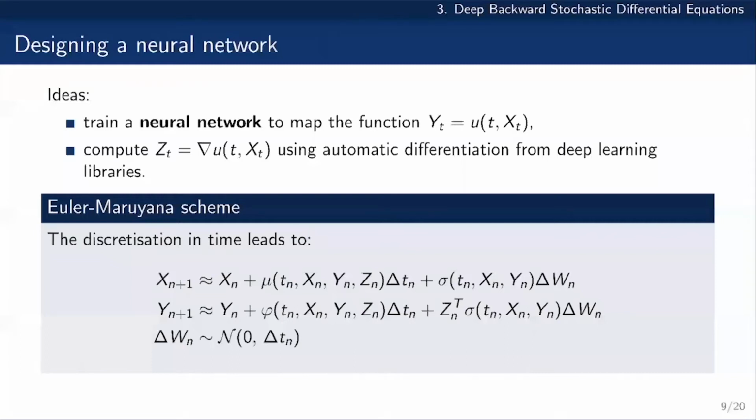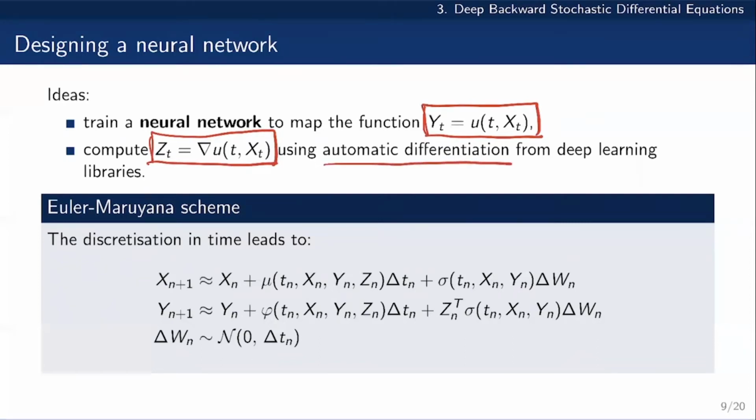Now we know there are strong links in between PDEs and SDEs. The idea is not to work on the PDE itself, but rather work on the SDE. And then using a neural network to map the function y equals u of t and x, okay? And the next step would be to compute z, which is the gradient of u. And it's going to be easy for us because we can basically use the automatic differentiation from the deep learning libraries, like TensorFlow or PyTorch. And then the discretization is only in time, and is done by classic Euler scheme, where you can see here delta t in time and the delta w for the corresponding Brownian motion, which is just sampled from this normal distribution.